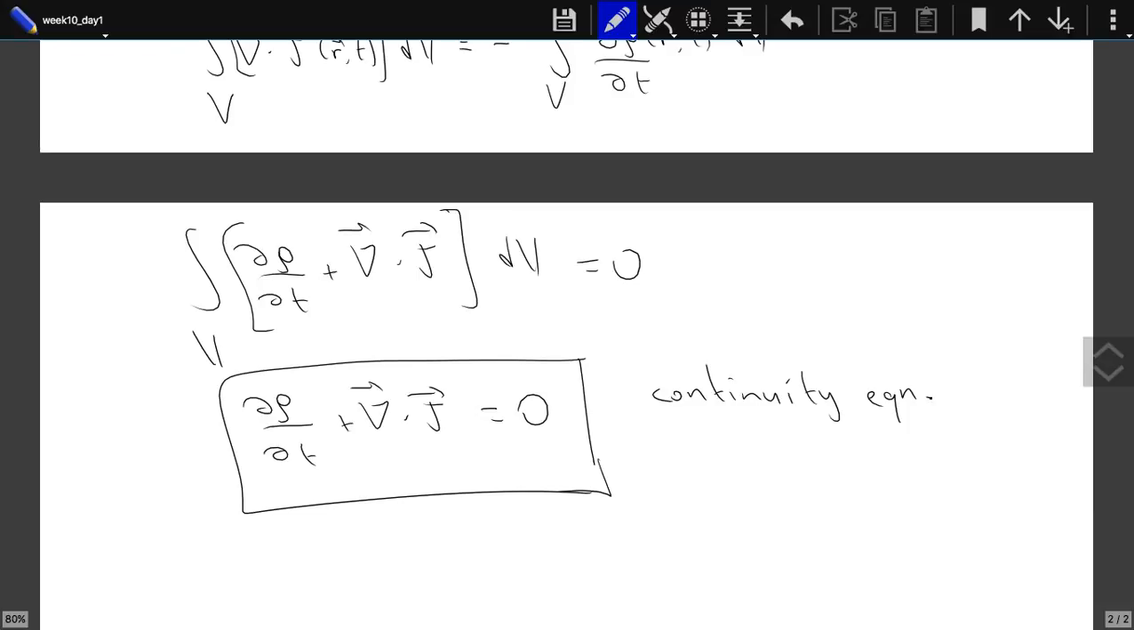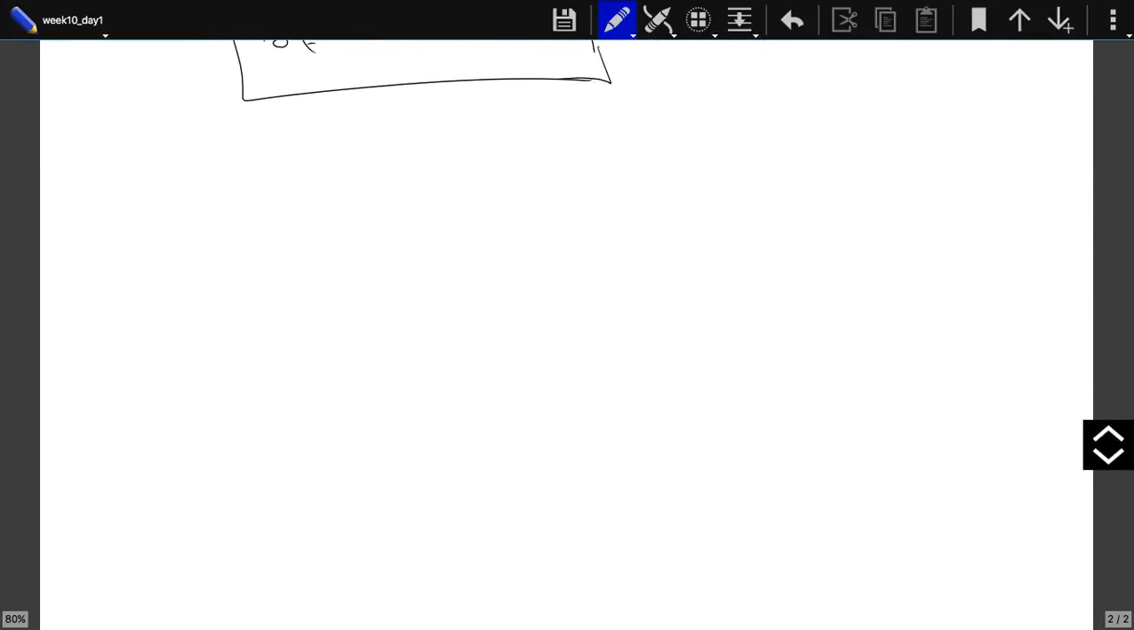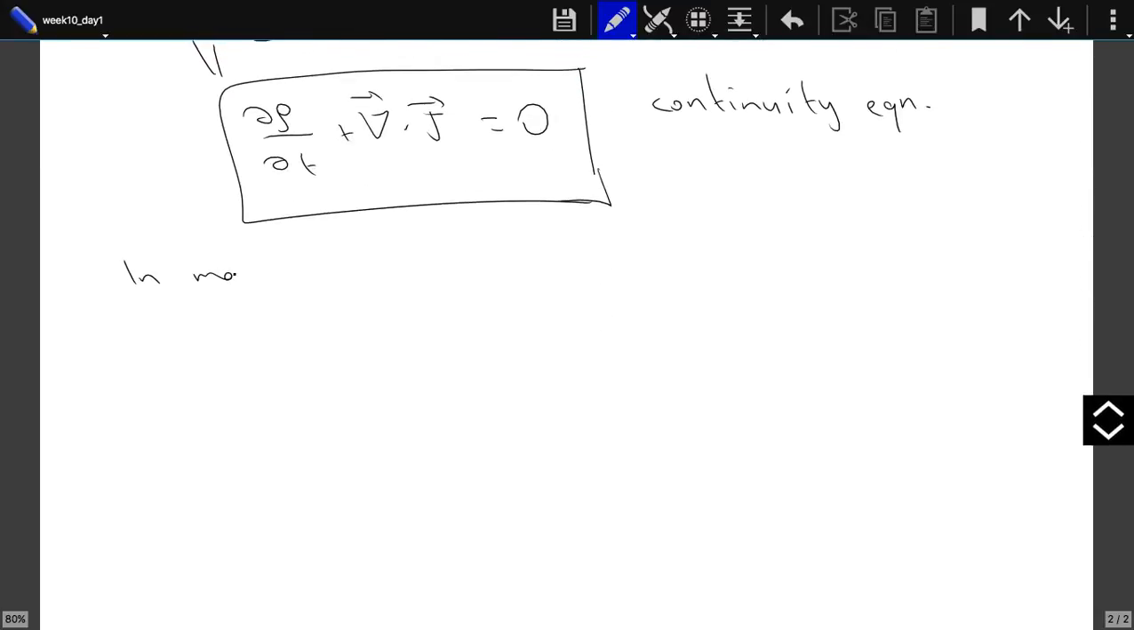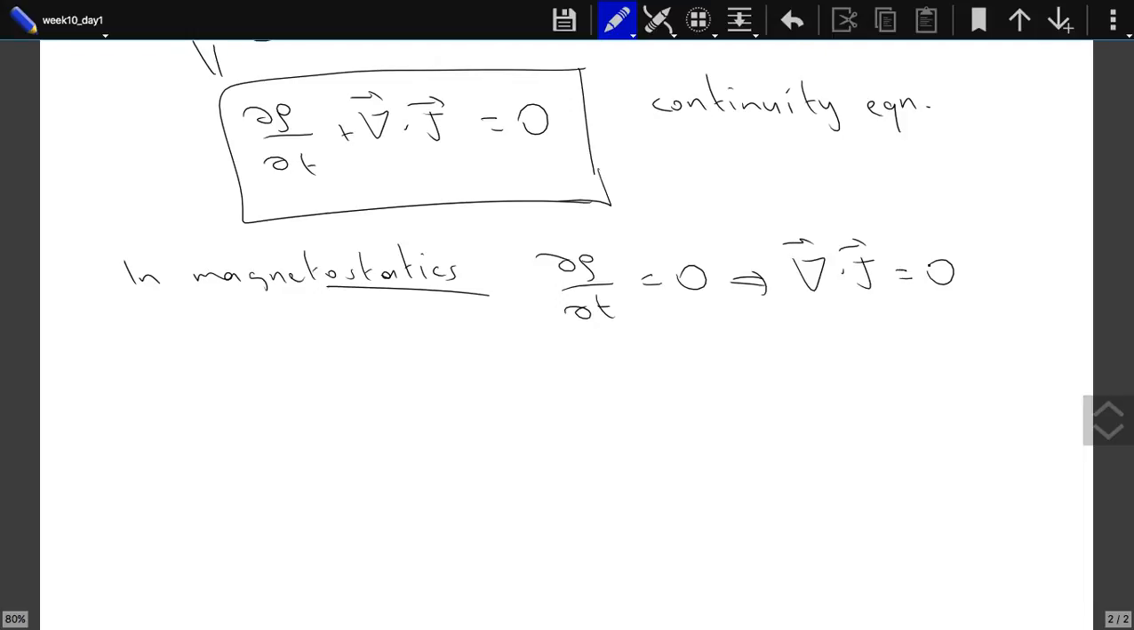Now we will be dealing with magnetostatics. We are dealing with a system that is static, that is not changing in time. So in magnetostatics, d rho by dt is equal to 0. And nothing can change in time in a static problem. So this basically tells me that the currents that we will be studying will always have their divergences equal to 0.